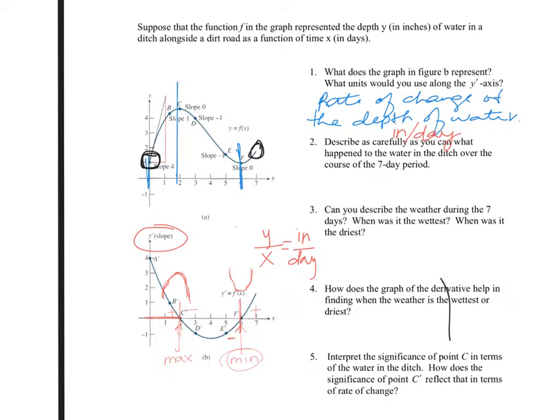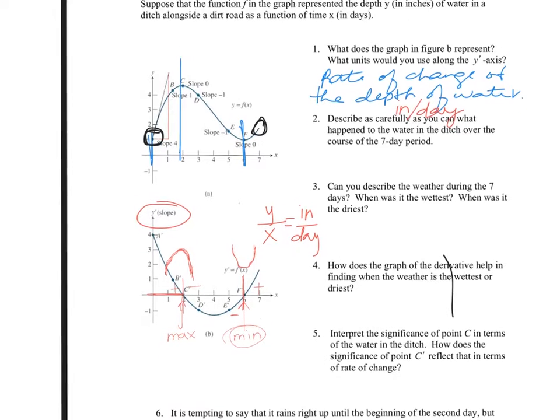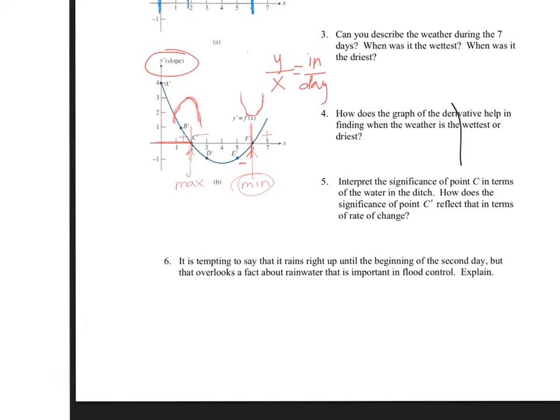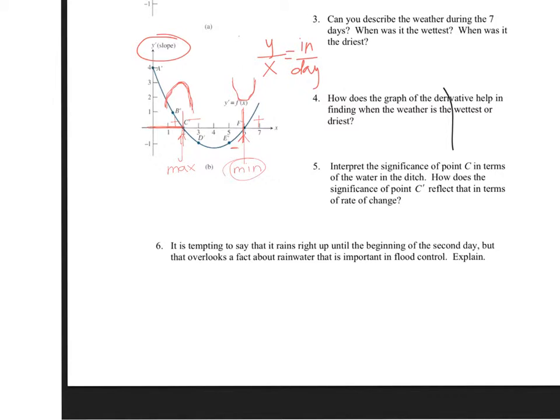Now it's talking about point C. And you're just supposed to mention that C prime is 0. And then it says it's tempting to say it rains right up until the beginning of the second day. That overlooks the fact about rainwater that's important in flood control. I'm sure people had something interesting to say here.